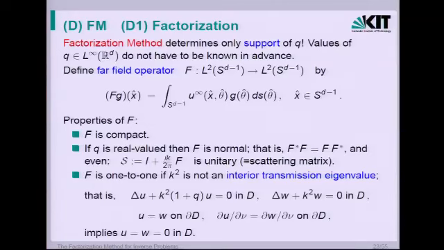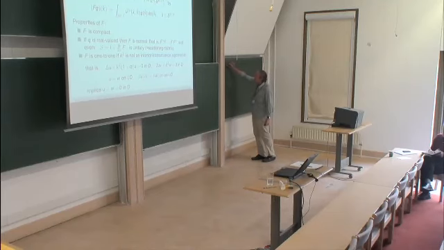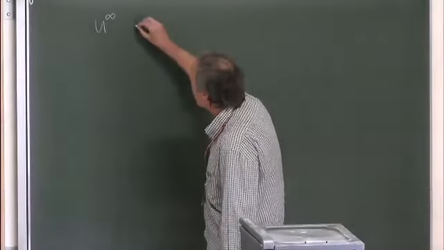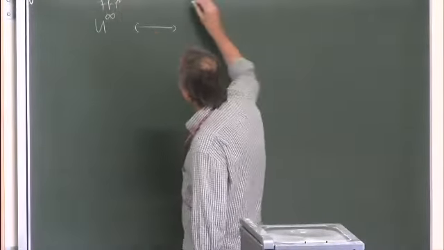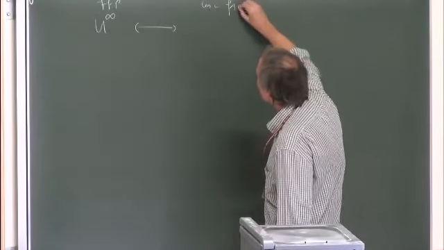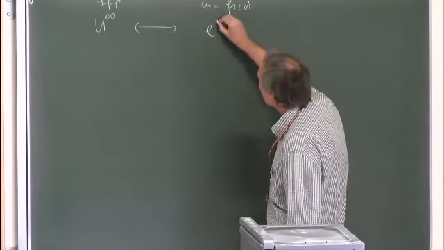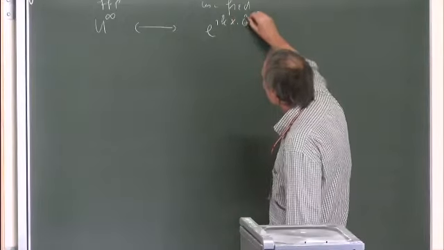And what you can show is that F is 1-to-1 if k square is not such an interior transmission eigenvalue, and that is very easy to see, because the far field pattern corresponds to the incident field. So here's the far field pattern, and here's the incident field. This is e to the i k x dot theta hat.